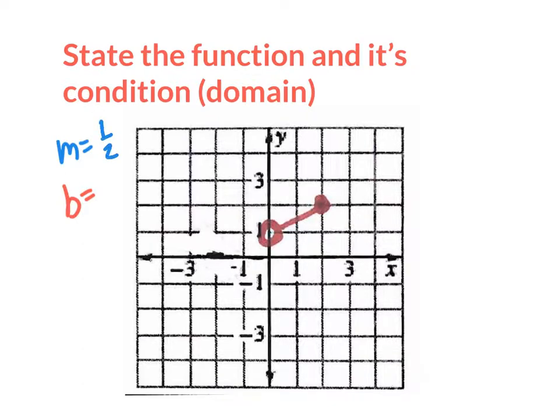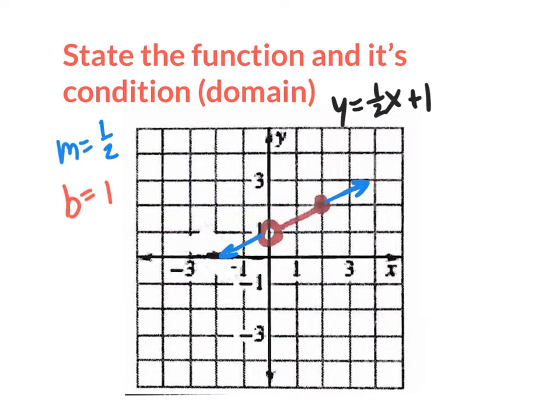Now what's the b value? The b value is, where does it cross the y-axis? At 1. Okay, so the equation is y equals 1/2 x plus 1. But we need a condition because the whole line would usually extend this way forever and this way forever, correct? And we only have that red piece, not the blue piece.